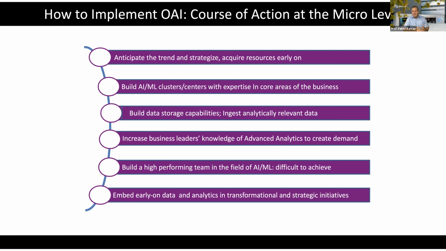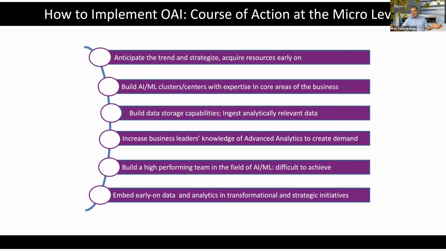Build AI machine learning clusters with expertise in core areas of the business. So you have to focus on the usage of artificial intelligence for utilizing the operational aspect of it for that particular type of business. There is no such thing as AI for every type of industry. Every type of industry requires a certain set of algorithms and a certain set of usage for that particular system.